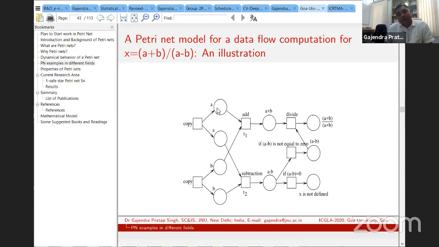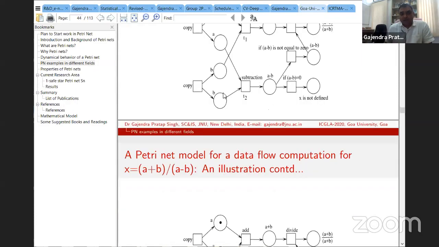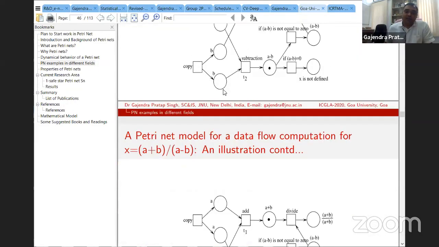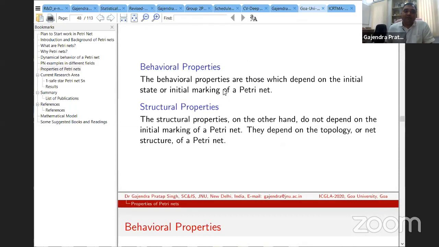We can also use the Petri net concept in computation and modeling. Suppose a very simple expression, if you want to model, that can also be modeled here. We can model like this. Now, there are two types of properties in the concept of an ordinary Petri net: behavioral as well as structural properties. The behavioral properties are those which depend on the initial state or initial marking of a Petri net. Initial marking plays a very vital, important role.